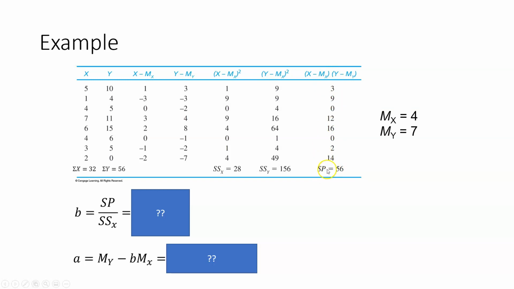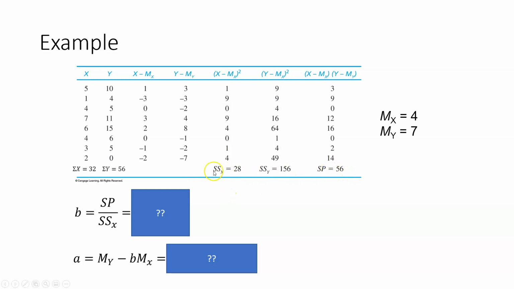We call it the sum of products, as you recall, because we're multiplying together both of the deviation scores. The result of that is a product. Okay, so we're multiplying them together. We call that a product. If we add up all these products, the sum of products is 56.